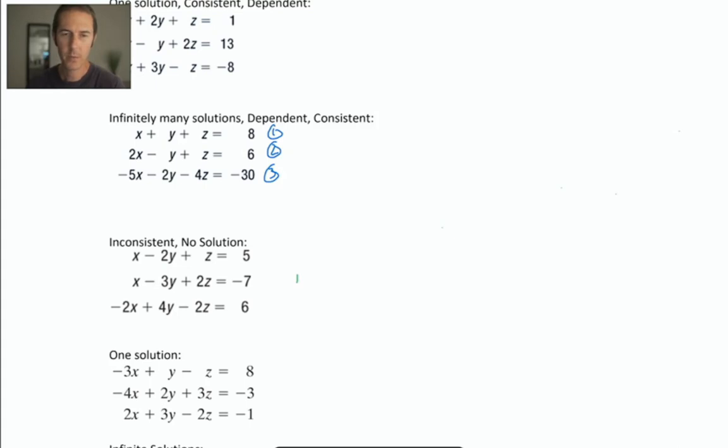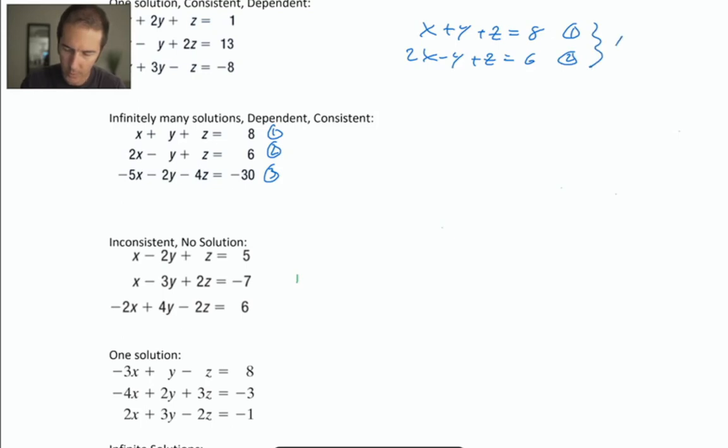So let's just start going through it from the top as we normally would. And I said, let's eliminate y. All right, let's do that. I'm going to take equations 1 and 2 and rewrite them. x plus y plus z equals 8. That's equation 1. 2x minus y plus z equals 6. That's equation 2. We're going to add those together. 3x plus 2z equals 14. And we'll call that equation 4.